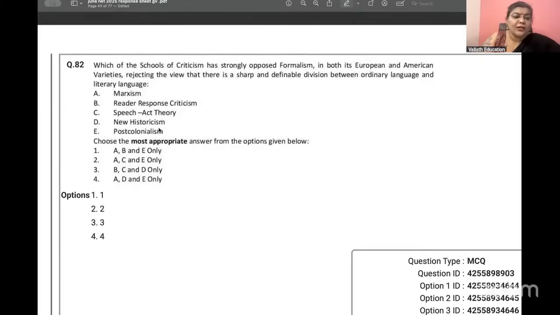Post-colonialism, you're not sure. So B and D should be there, isn't it? So how will you choose? Only one option is there with B and D. B, C, D. Speech act theory, you don't know, but you can still choose it.